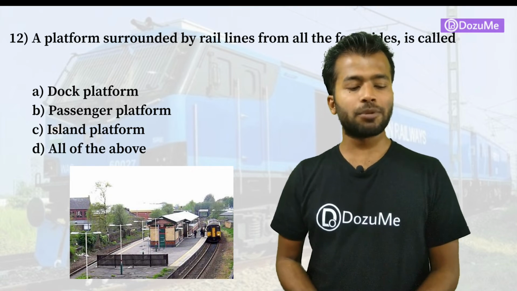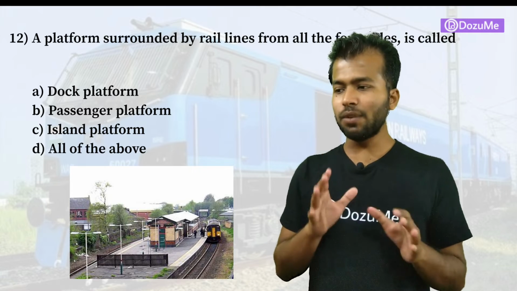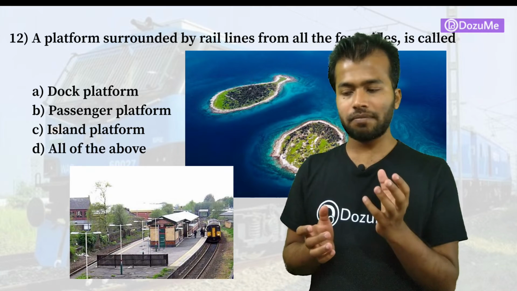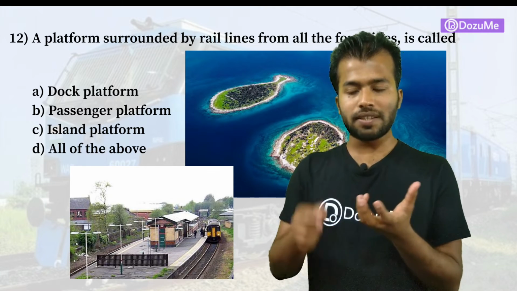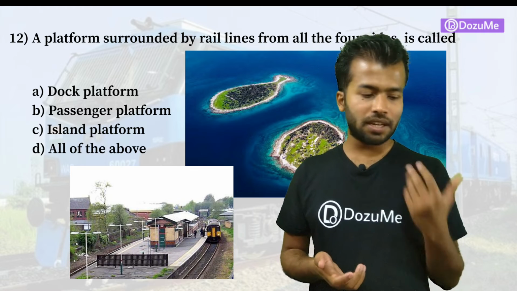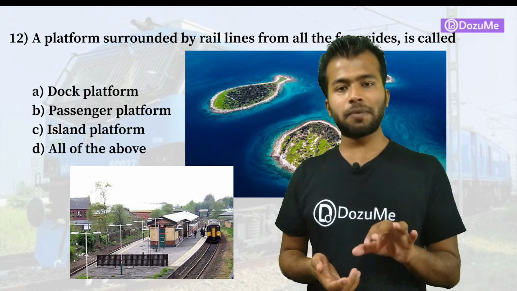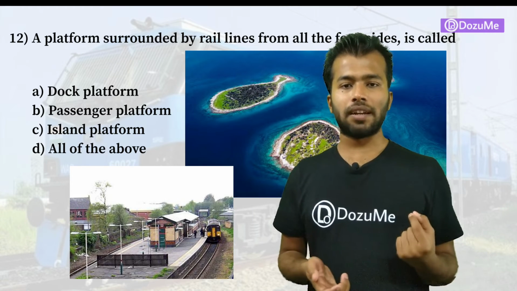Basically, the answer will be option C, island platform. What is an island? An island is a piece of land which is surrounded by water. Here it is the same: island platform means it is surrounded by rail line.